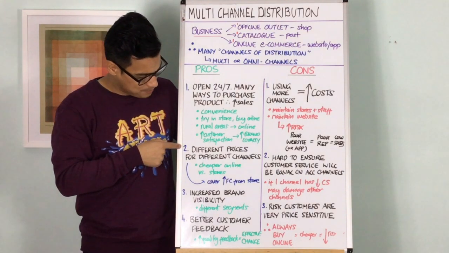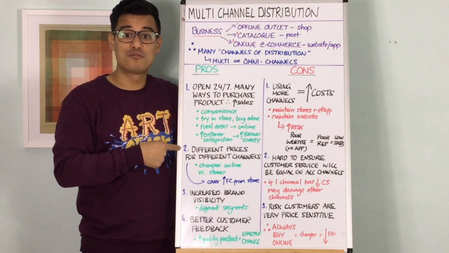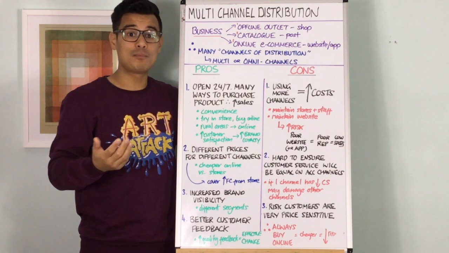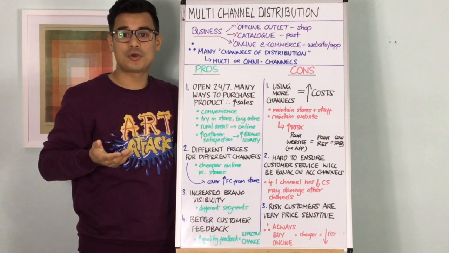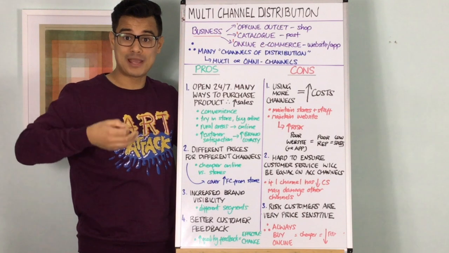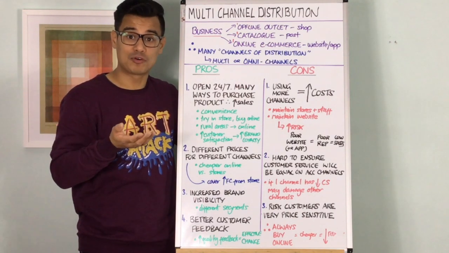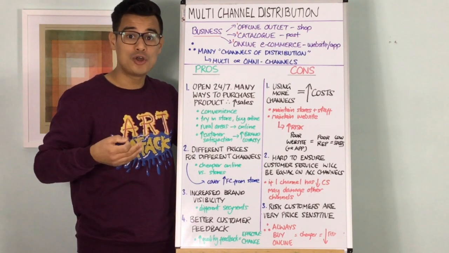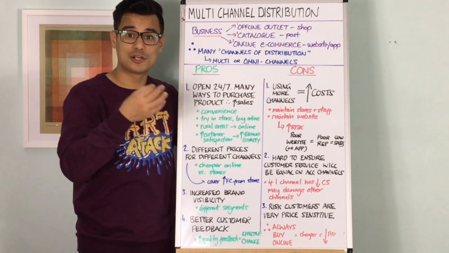Number two is that you have the ability to charge different prices for different channels of distribution that you operate in. For example, in the case of an offline outlet, a shop, it's likely that you're going to have higher fixed costs in having a shop because you've got to pay potentially the rent for that shop. So you might be able to charge a slightly higher price in the shop versus online. And by doing that, you're able to account for the increased costs of the different channels of distribution.